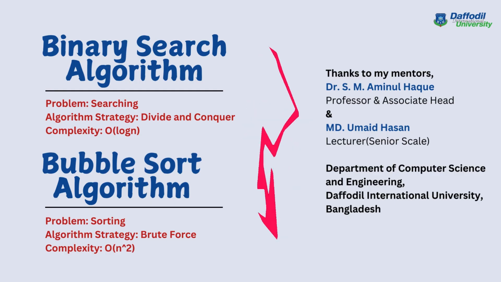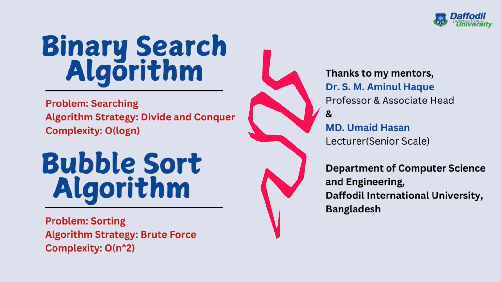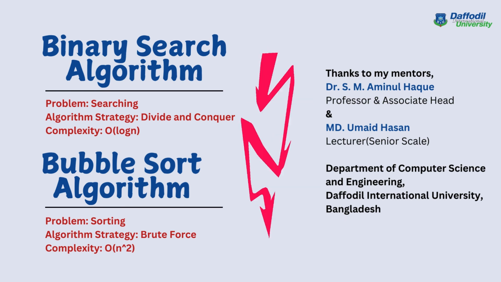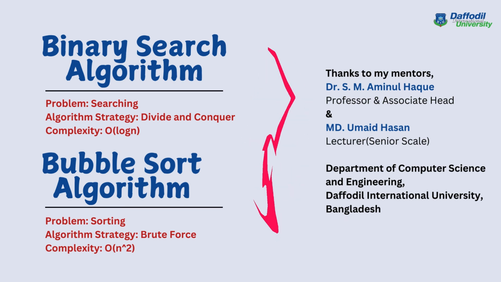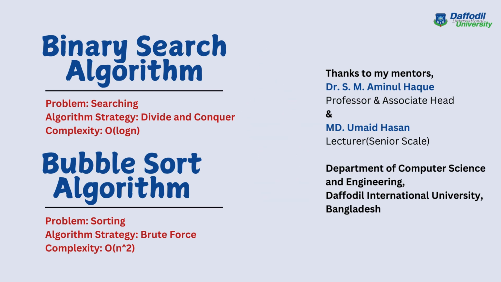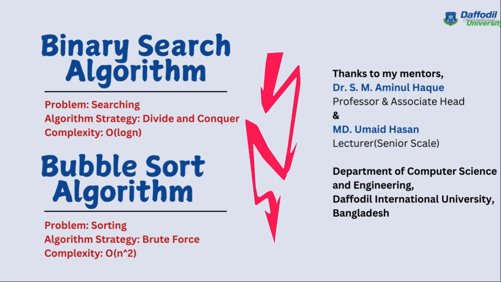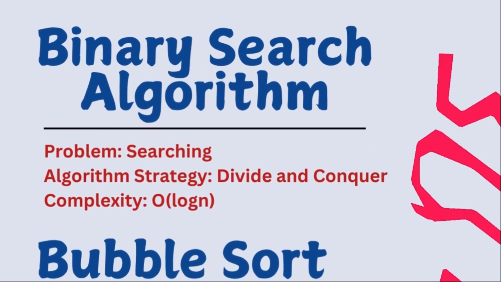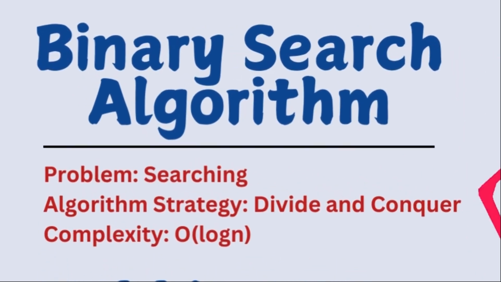Today we are going to talk about some algorithm strategies and two of the main algorithms: binary search and bubble sort. Binary search is under the divide and conquer algorithm strategy, and bubble sort is under the brute force strategy. Now I am going to explain the binary search code, and I will also use a visualization technique for better understanding.